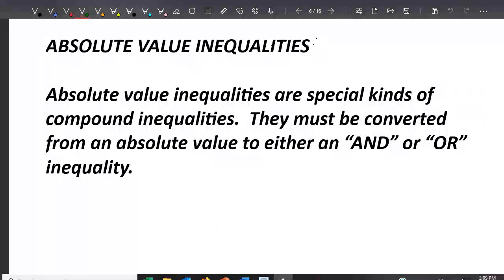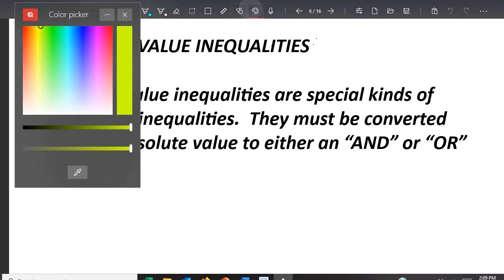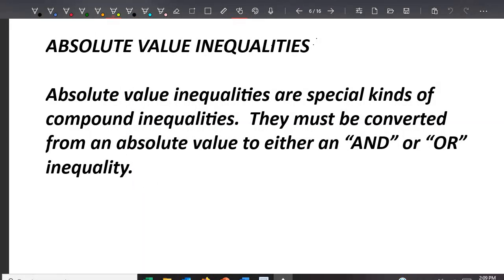When we do absolute value inequalities, we're going to get either an AND problem or an OR problem. Now, we talked about this in the compound inequalities.